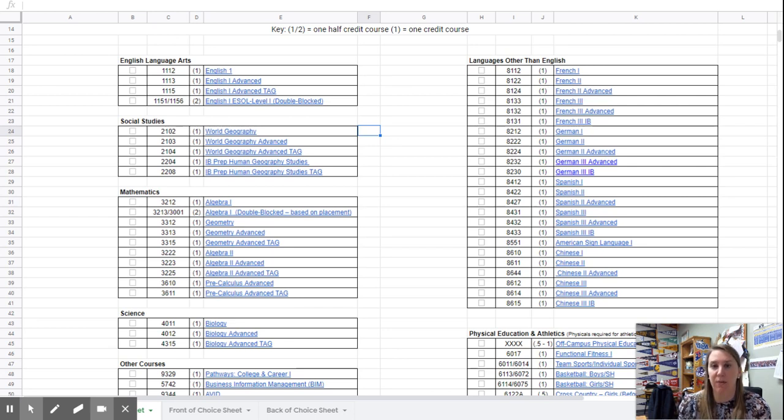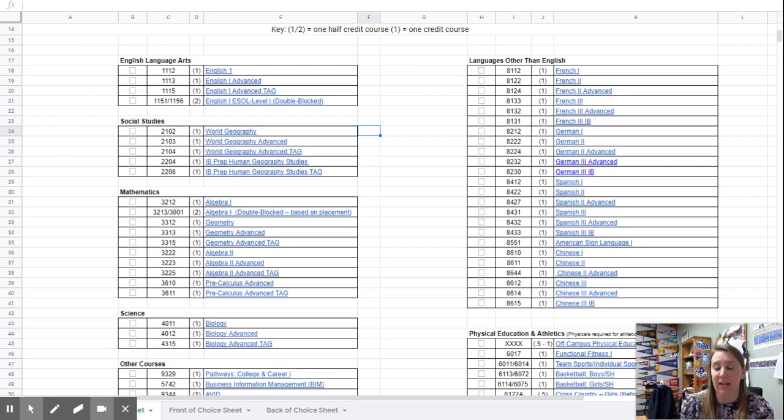German. So we've got German 1, if you haven't taken a language, German 2 or German 2 Advanced, if you already have German 1 credit. If you have German 2 credit already, you could pick between one of the 3s, Advanced or IB.